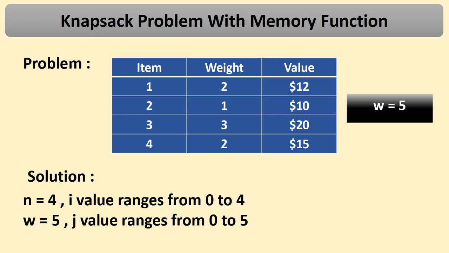And what is the capacity of the bag? That is W equals 5. Based on this we are going to fix our i and j values. That means the value of i ranges from 0 to 4, the number of items, and the j value ranges from 0 to 5, that is the capacity. Okay, now let's start working.